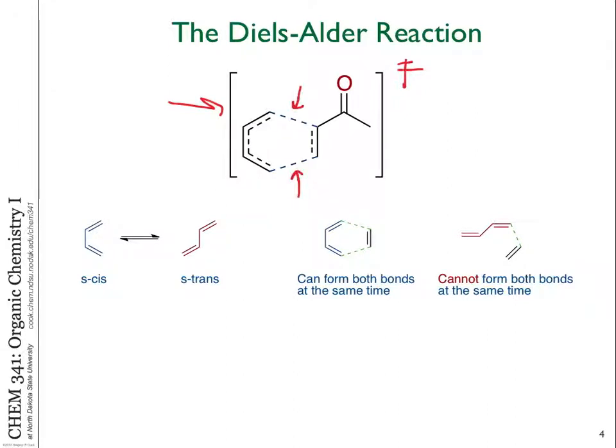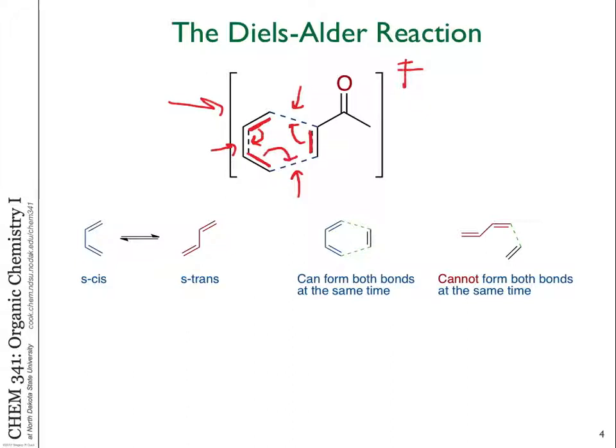So the original pi bond, let me just draw where the original double bonds were. There are the original double bonds. And as this changes, the electrons flow here to make that single bond. That pushes these electrons down to form the new double bond that's in the product. And then these electrons flow to form the new single bond. So again, all this happens at once.